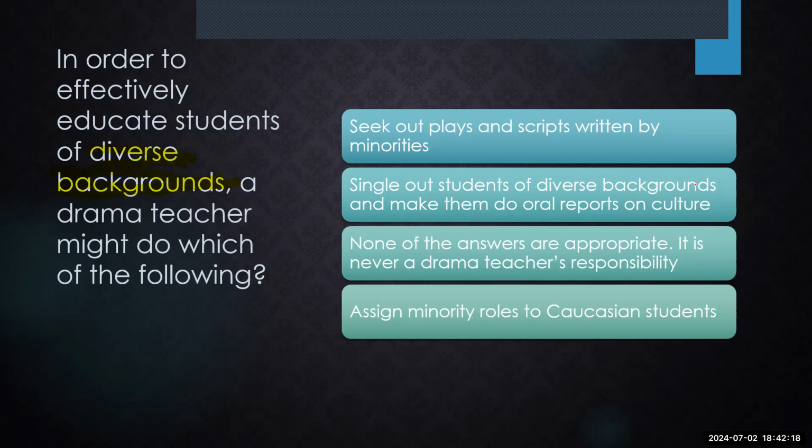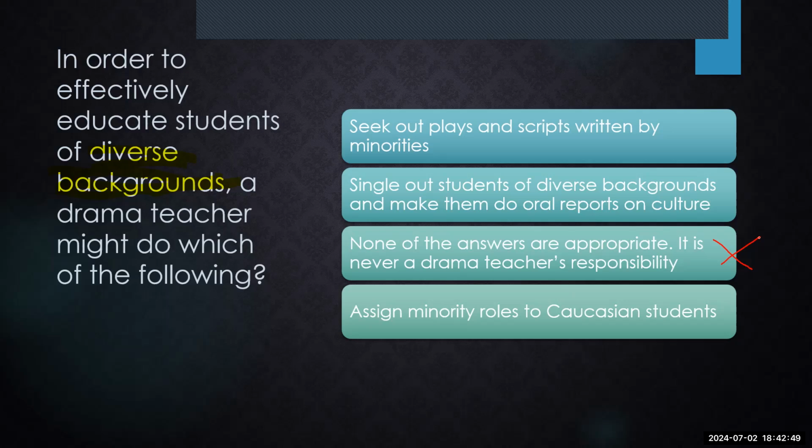All right, let's look at our answer choices. Are there any of them that stick out to you that you immediately say, hey, we need to eliminate that? Or hey, that choice looks amazing? It's probably not C. All right, none of the answers are appropriate. Is never a drama teacher's responsibility. Wouldn't we like that if that was our option? Sorry, principal, it's not my job to be diverse. I don't have to teach diversity. That's not my job.